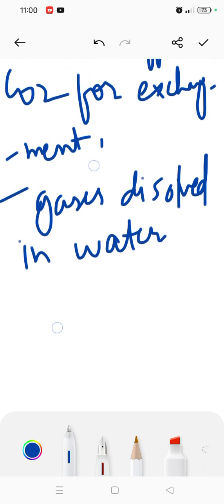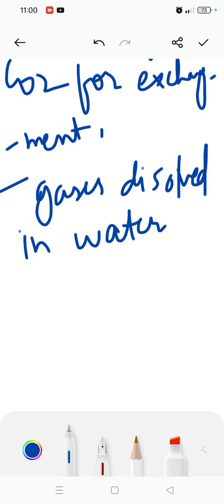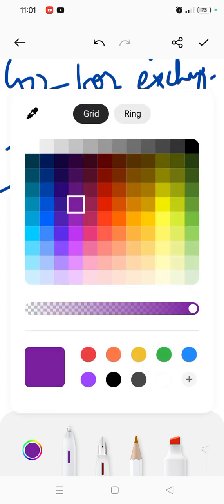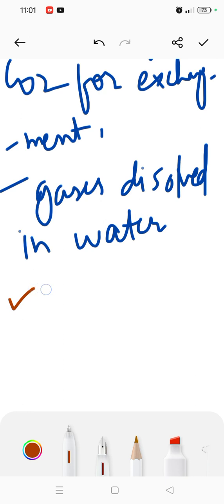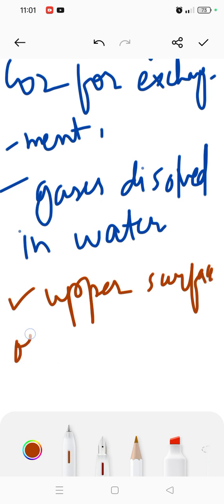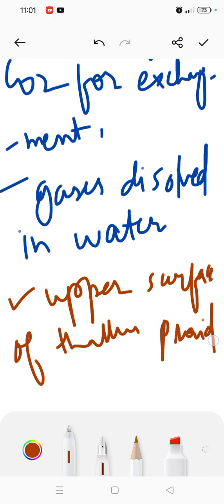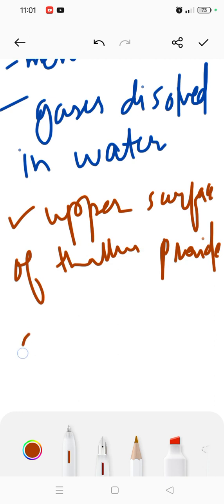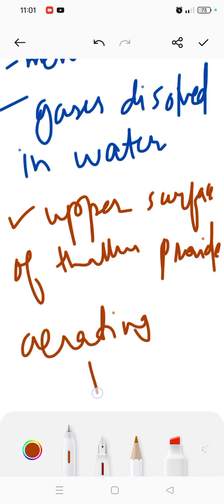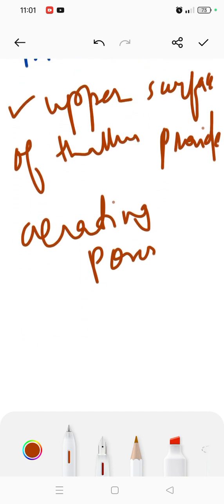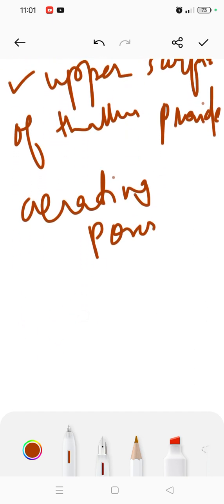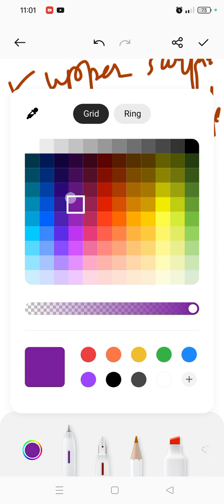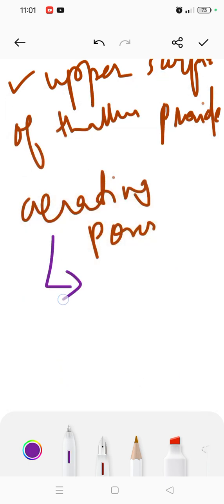You'll also see the upper surface of the thallus is provided with a number of aerating pores, and each pore has an air chamber inside. So each aerating pore has its own air chamber.